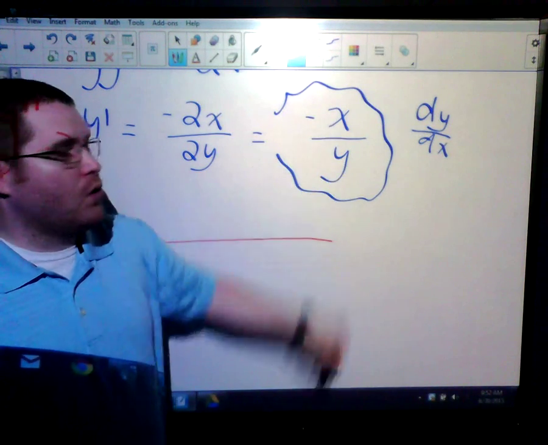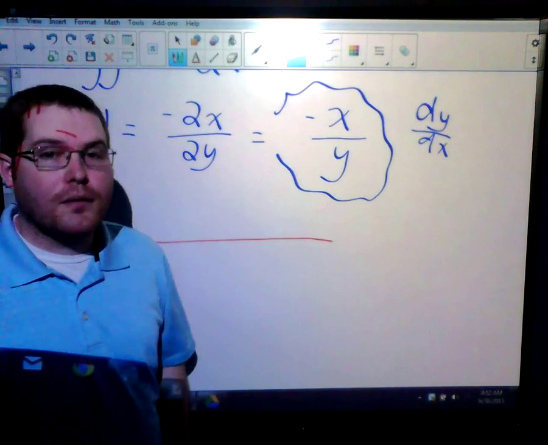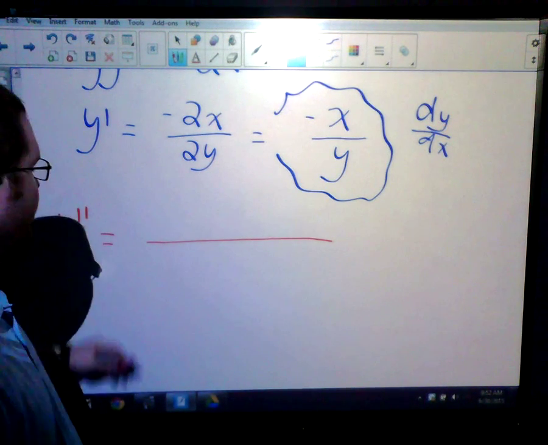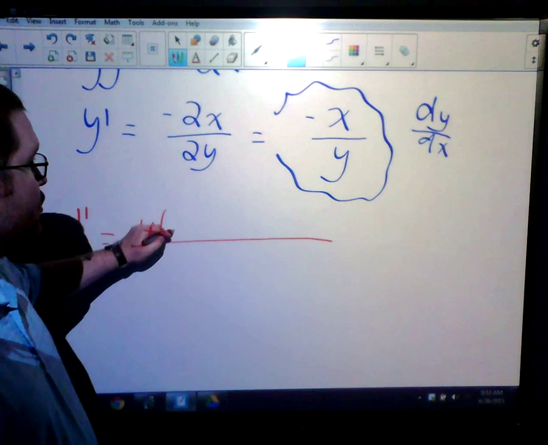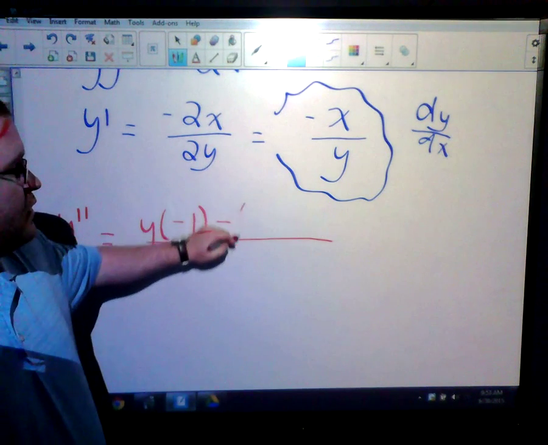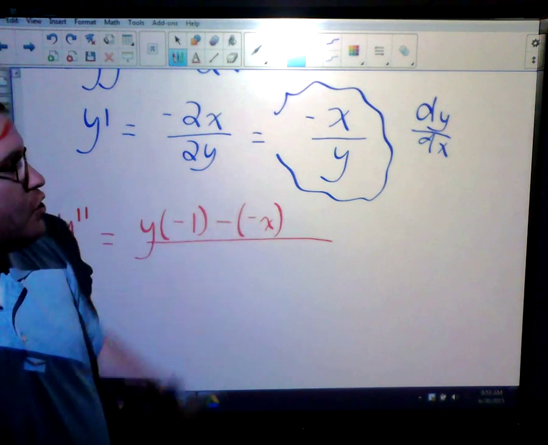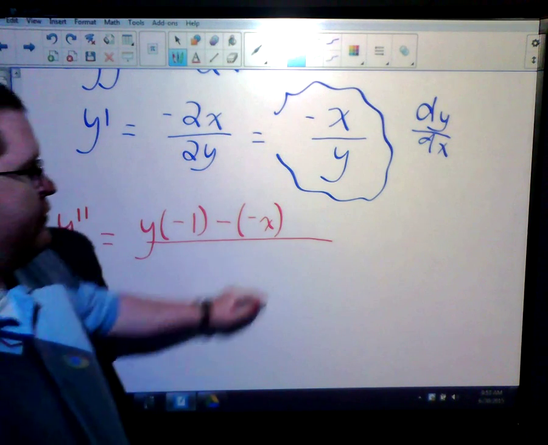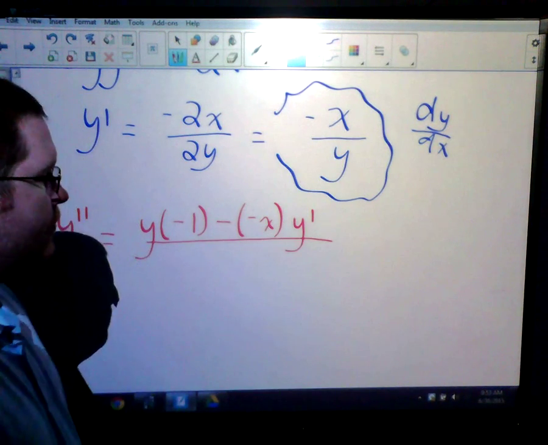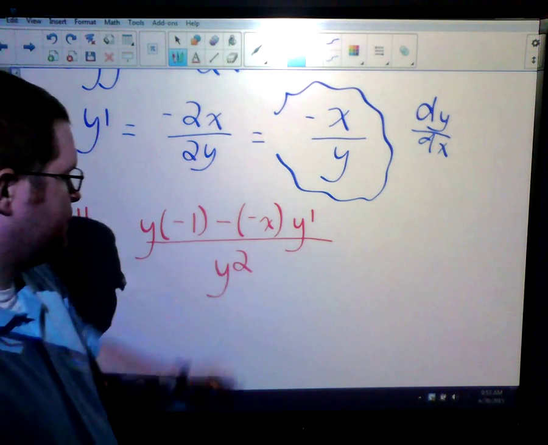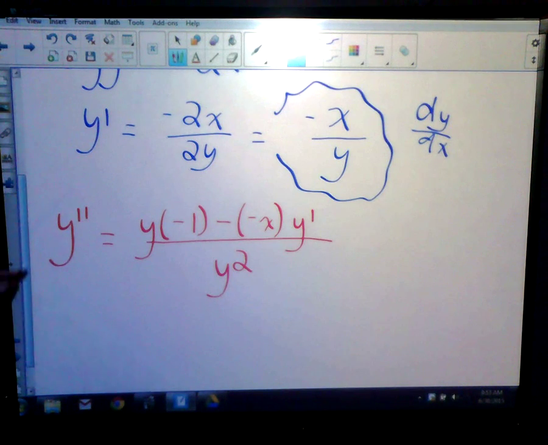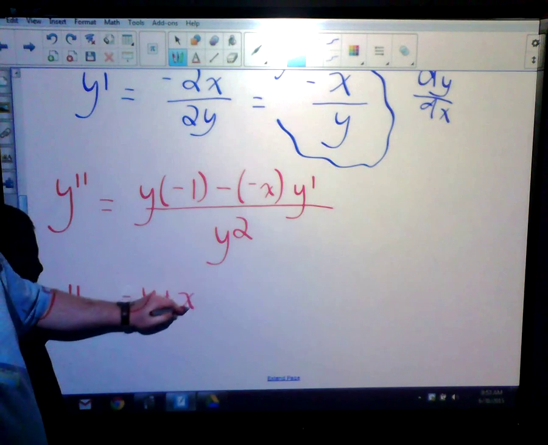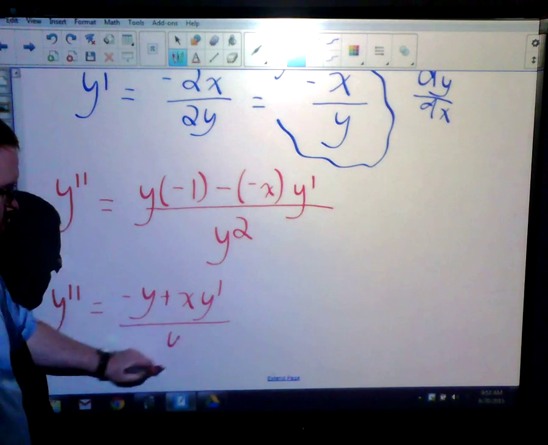This is not negative 1 over y prime. It's a division problem. When I have a division problem, I have to do quotient rule. Quotient rule says bottom times the derivative of the top minus the top times the derivative of the bottom. But what is the derivative of y? y prime. All over the bottom squared. Cleaning this up a little bit, I get y double prime equals negative y plus x y prime over y squared.